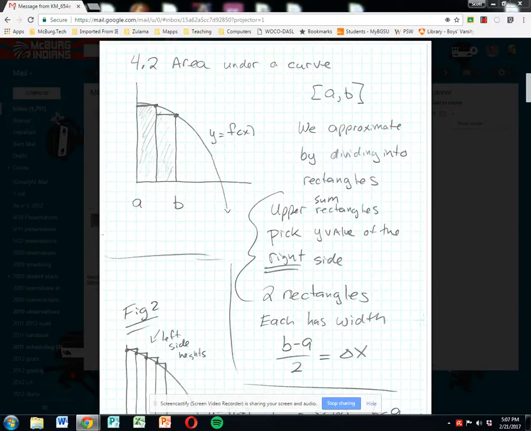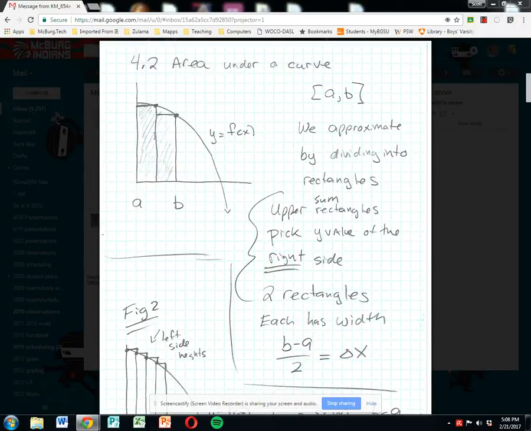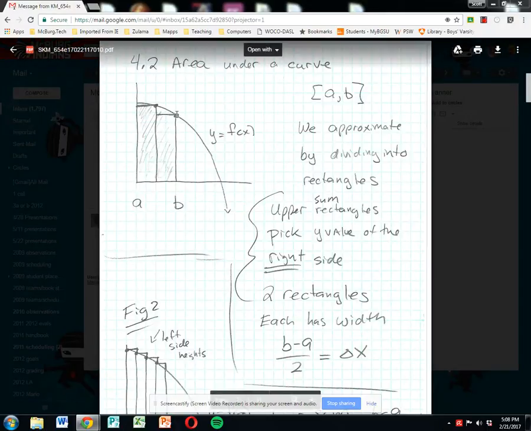Let's talk about area underneath the curve. If we have a function y equals f of x, and we have a lower bound A and upper bound B, then we can approximate this area by dividing it into rectangles. If we're looking at what's called upper sum rectangles, we pick the y value on the right-hand side. So again, B has two sides. One is smaller than the other one. The one on the right-hand side is the larger x value. So this is known as the upper sum.